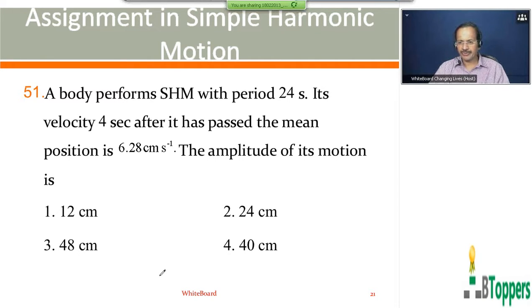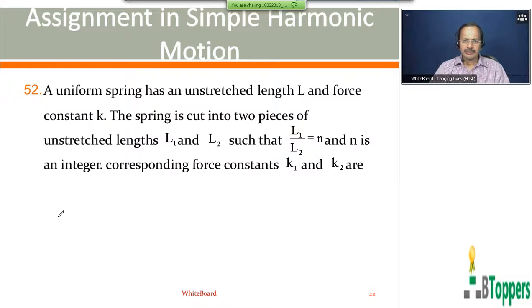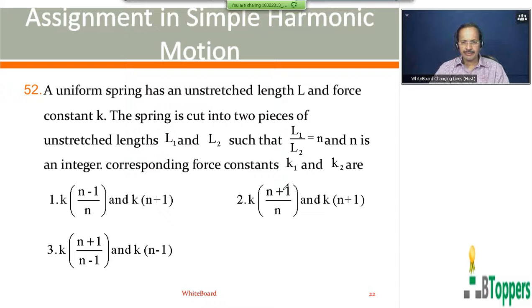So I am going to show the next question on screen. See question number 52. A uniform spring has an unstretched length L and force constant K. The spring is cut into 2 pieces of unstretched lengths L1 and L2 such that L1 by L2 equals N, and N is an integer. The corresponding force constants K1 and K2 are, I have shown 4 options on screen.